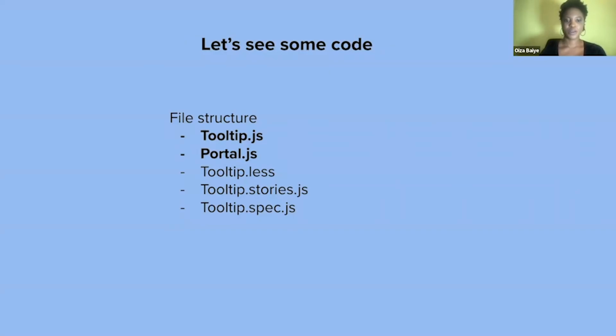So we're going to see some code, but first, just to give some background, I wanted to make it easier to follow what's coming in the rest of the presentation. This is basically how my tooltip folder looked in the repo at the end. I'm mainly going to focus on the first two files, which is tooltip.js and portal.js.